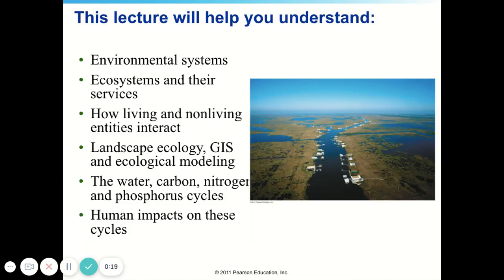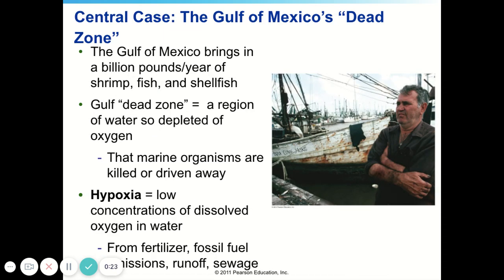So we're going to be talking about systems in this chapter. And our case study is all about dead zones. Dead zones are areas of the ocean where oxygen has become so depleted that marine organisms either leave or they will die. Hypoxia is a really important word that means low oxygen. We will talk about the cause of these hypoxic zones in just a bit.